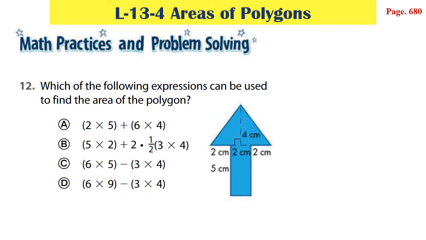Okay students, our last question for today is: which of the following expressions can be used to find the area of the polygon? 2 multiply 5 plus 6 multiply 4. 5 multiply 2 plus 2 times 1/2 times 3 multiply 4. 6 multiply 5 subtract 3 multiply 4. 6 multiply 9 subtract 3 multiply 4. What is your answer? Very good. Correct answer is choice B, 5 multiply 2 plus 2 times 1/2 times 3 multiply 4.